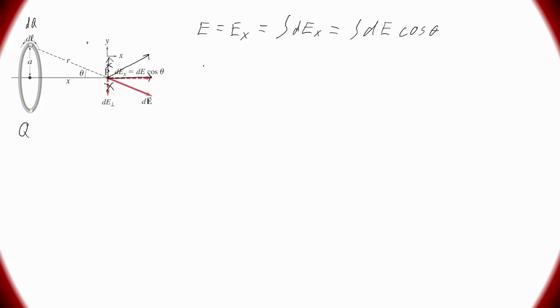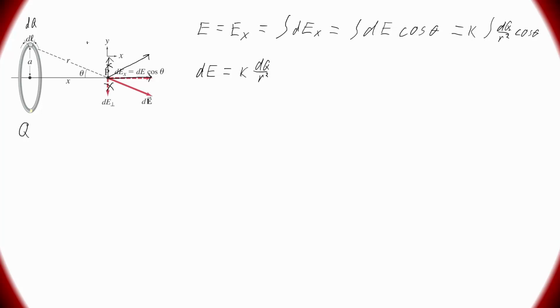Now dE is defined as k dq over r squared, and so we can substitute that in. We can pull the k out front because it's constant, and we're going to have the integral of dq over r squared times cosine theta. Okay, and in fact r is constant as well, so we could pull that out if we like. We'll do that in the next step.